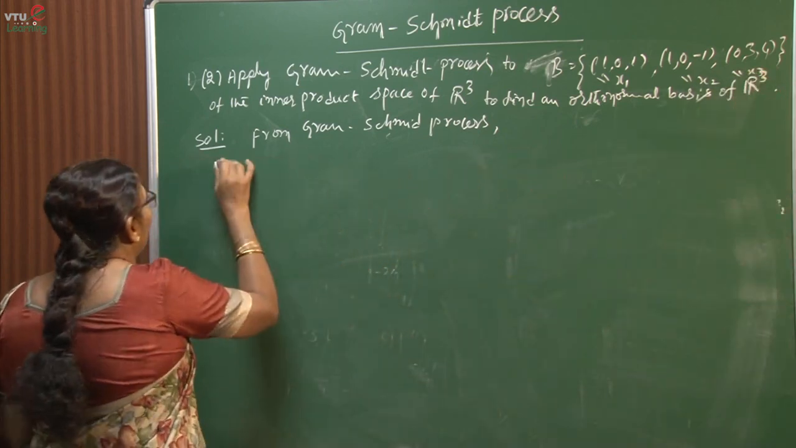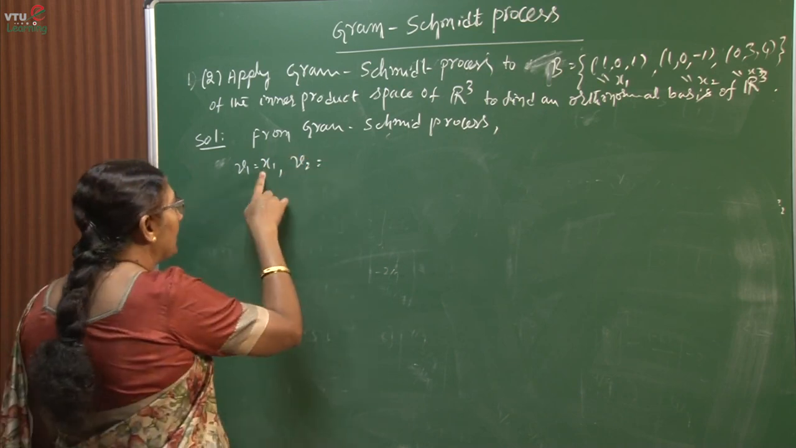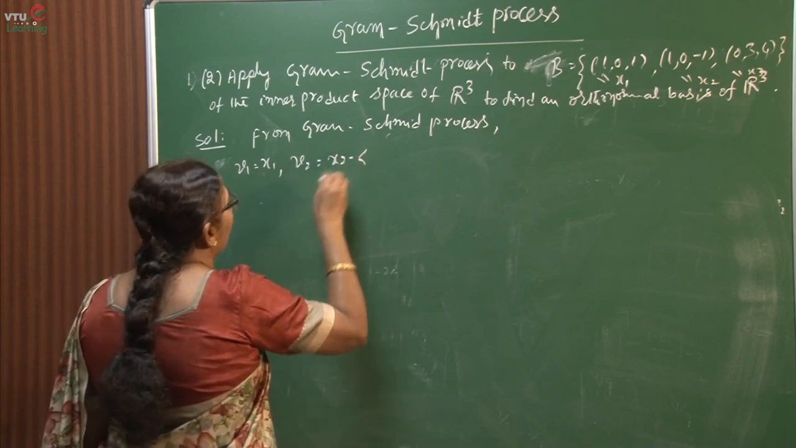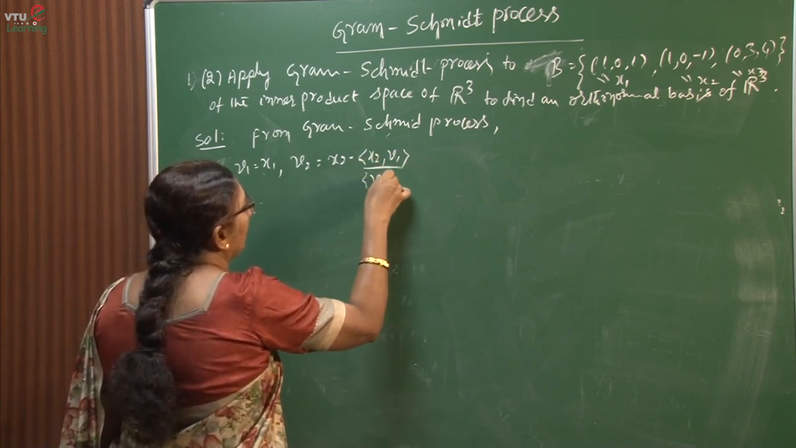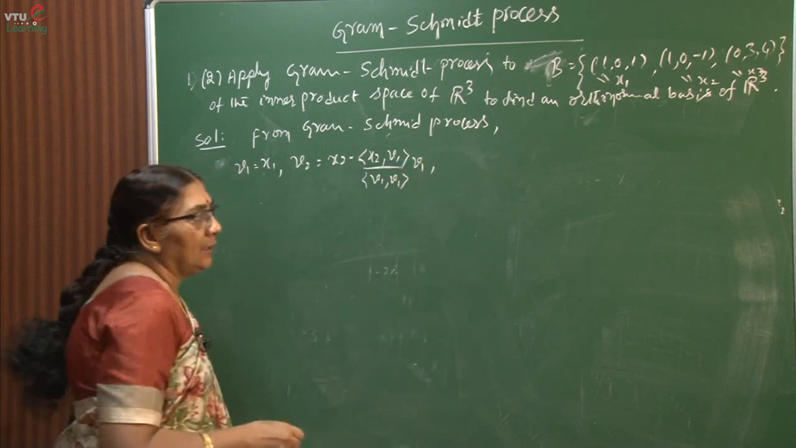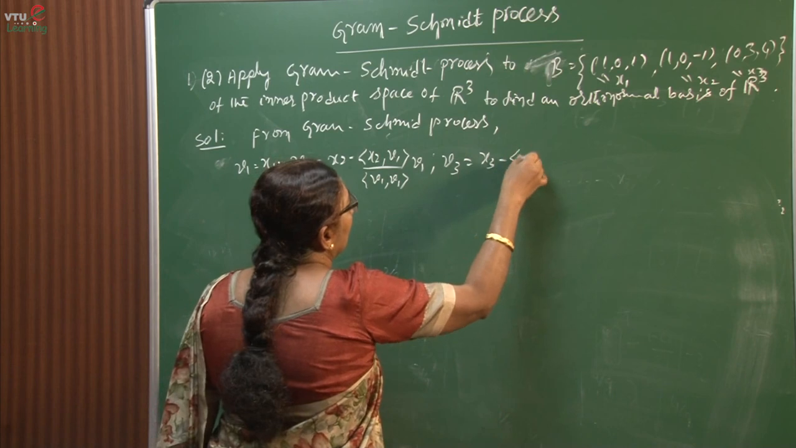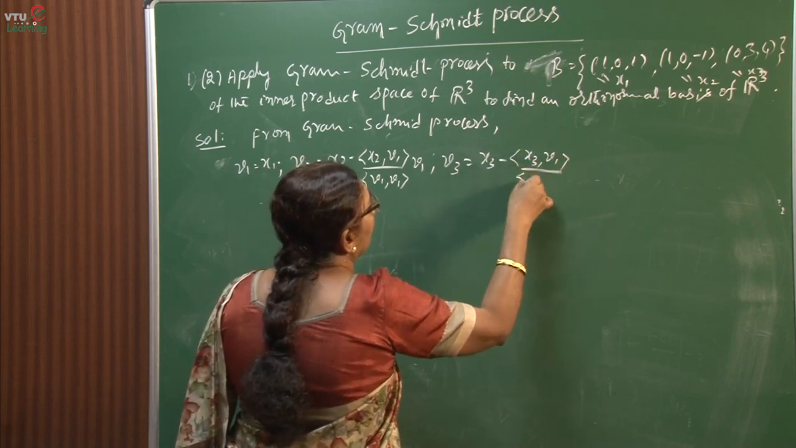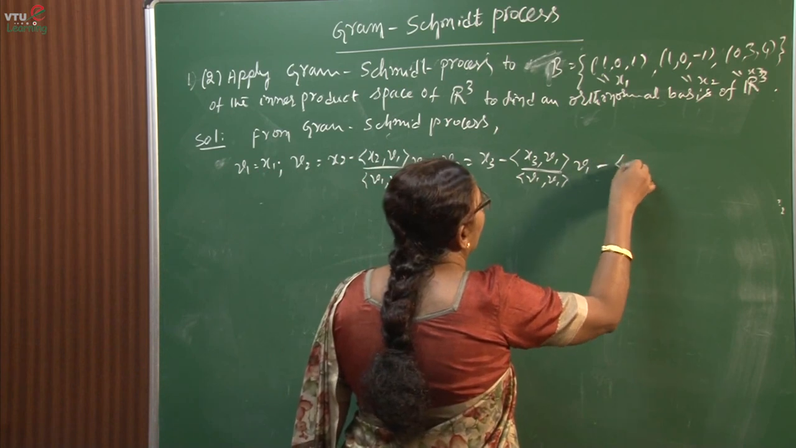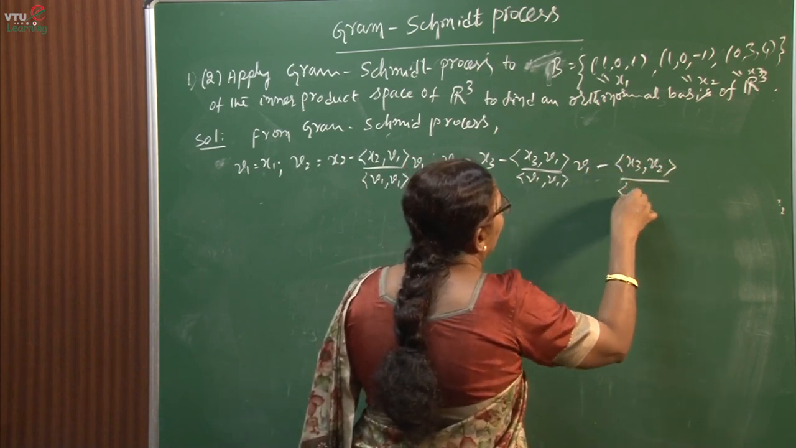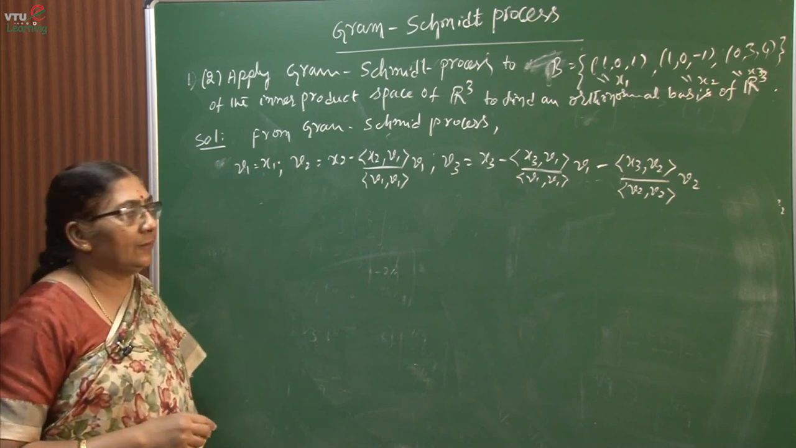Now, v1 is nothing but x1. For v2, I have to find the vector based on v1, therefore x2 minus the projection of x2 with respect to v1, that is, inner product of x2, v1 divided by inner product of v1, v1, into v1. And also I have to write v3. What is v3? x3 based on v1, v2. Therefore, x3 minus inner product of x3, v1 divided by inner product of v1, v1, into v1, minus inner product of x3, v2 divided by inner product of v2, v2, into v2. Okay? This is what we want to find out.